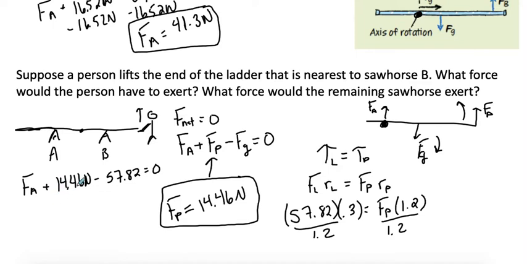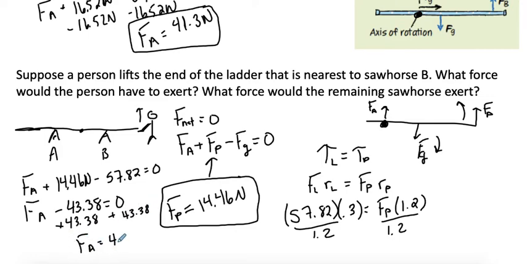Okay, so we'll have to put these together. So force of A minus 43.38 equals 0. Move the 43.38 over. And then we get the force of A is equal to 43.38 newtons.